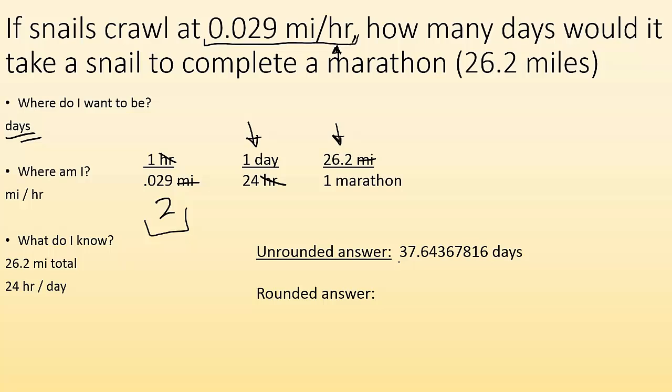So I go, all right, well, 1, 2. My ones place is my precision. I'm going to look over. There's a 6. It's going to round up. So the answer is 38 days. So if you think you're going at a snail's pace, I highly doubt it.